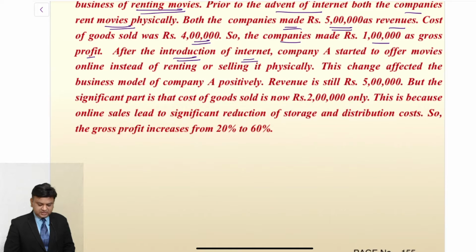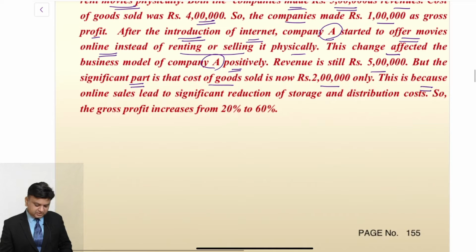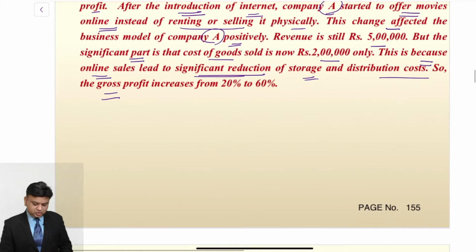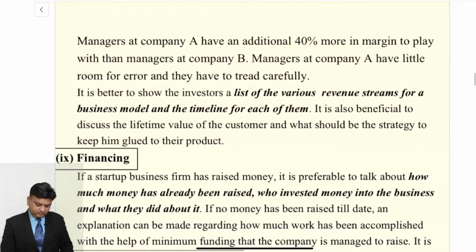After the introduction of the internet, company A started to offer movies online instead of renting or selling them physically. This change affected the business model of A positively. Revenue is still 5 lakhs, but the significant part, the COGS, is now 2 lakhs. This is because online sales lead to a significant reduction of storage and distribution cost. So the gross profit will increase from 20% to 60%. Managers of company A have an additional 40% in the margin to play with, compared to the managers at company B.